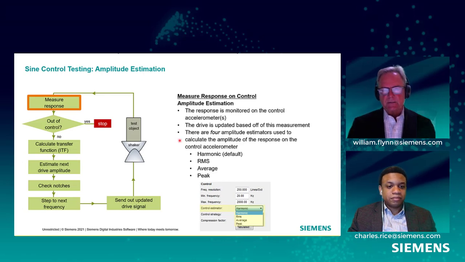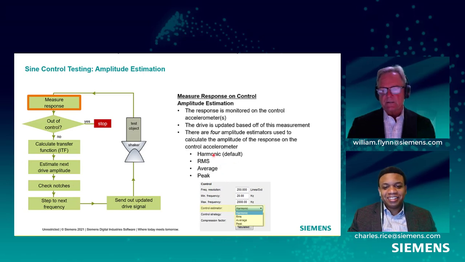So next, as part of measuring the response, we have to do an amplitude estimation. There are several estimators. Wow. Yeah, there are four of them, four different methods to calculate the amplitude of a sine wave. You would think it would be a little bit more straightforward. Well, I think that might come out as we go into the different estimators, Charles.